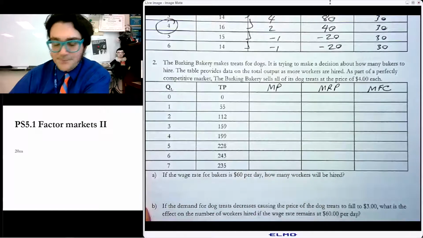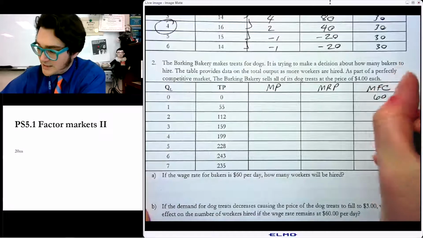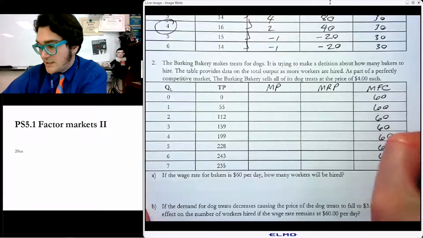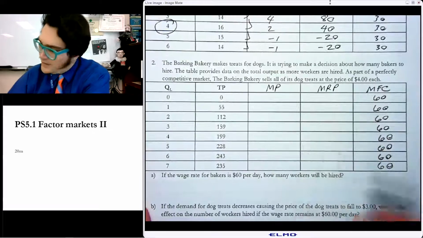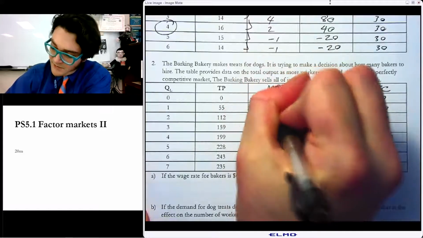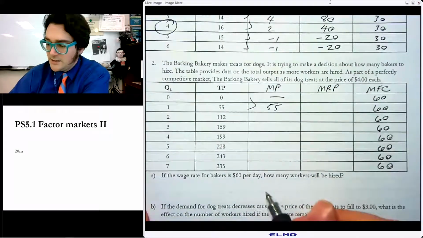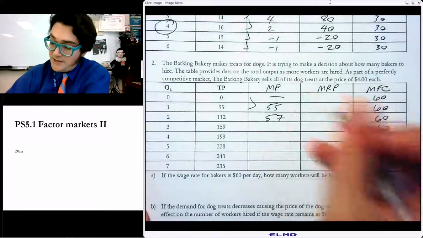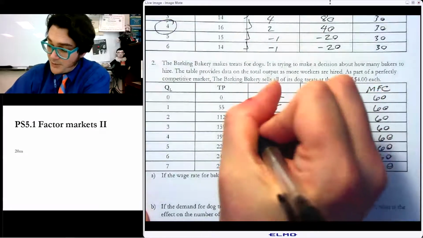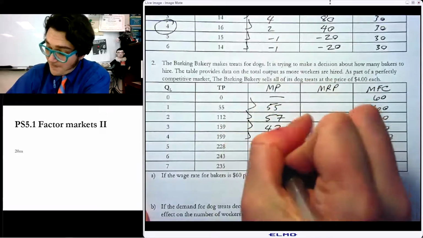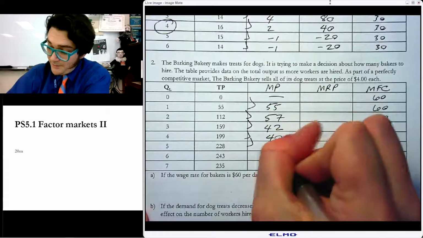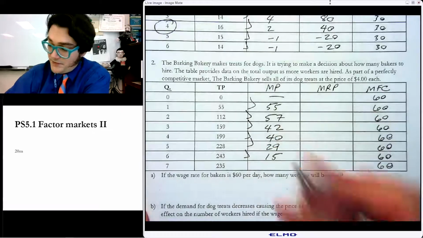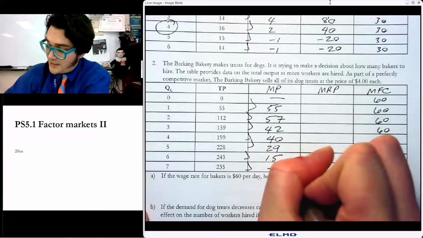Now, we aren't given the MFC until we get to part A. The wage rate for bakers is 60. So I'm just going to write 60, 60, 60, 60, 60, 60, 60. Getting good at it. Marginal product, 55. There isn't one for the 0th. Oh, God, 57. This is my mental math test. 42. I'm making these numbers up, I hope they're right. 40, 29, 15. Does that sound right? 30 at 15. Yep. And -8.